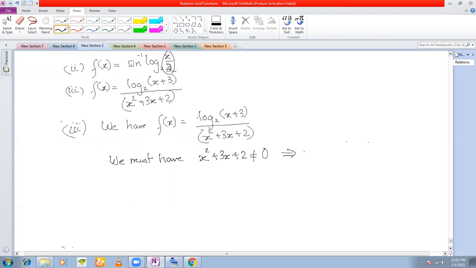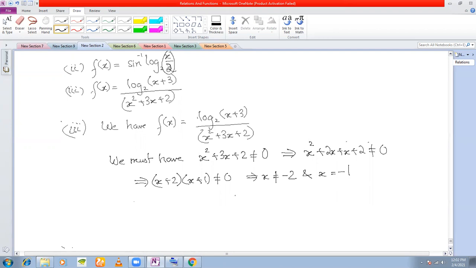That means we must factorize this. X square plus 2x plus x plus 2 is not equal to 0. That means we must have (x plus 2) into (x plus 1) is not equal to 0. That means x cannot be equal to minus 2, and also x cannot be equal to minus 1, right? Both the conditions have to be satisfied. So x cannot take these two values. Minus 2 it cannot take, and minus 1 it cannot take.